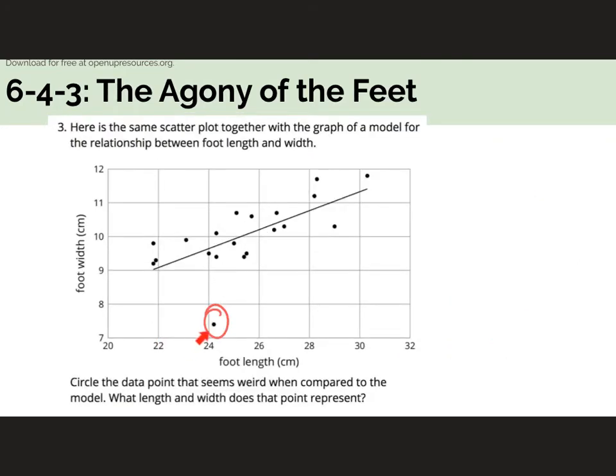You probably noticed that this point down here seems weird compared to the rest of them. When we see a point that's far away from everything else, we call that an outlier. I want you to write that down and label that.